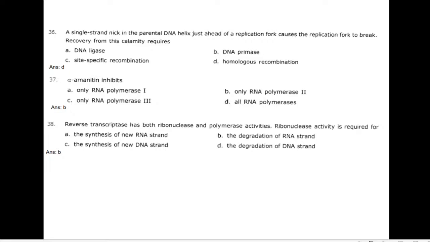Then, reverse transcriptase has both ribonuclease and polymerase activity. That is the statement: reverse transcriptase has both ribonuclease and polymerase activity. So here they asked the question: ribonuclease activity is required for what function? Why is the ribonuclease required? For the degradation of the DNA strand. Why does it want to be degraded?